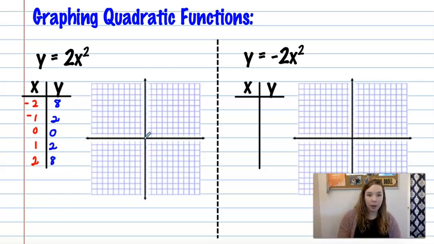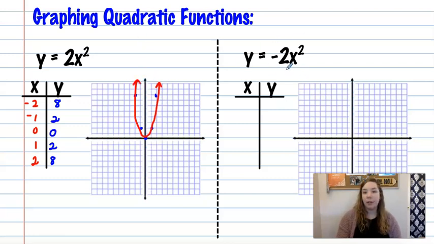Okay, so then we can plot our points. We have 0, 0, negative 1, 2, negative 2, 8, 1, 2, and 2, 8. And then you just want to do the best you can to connect those with your U shape. Again, we call these a parabola.